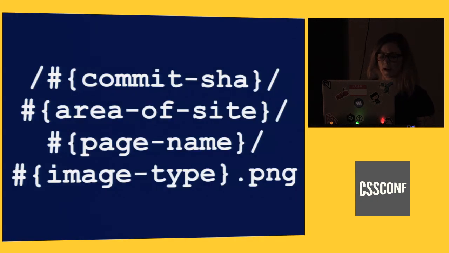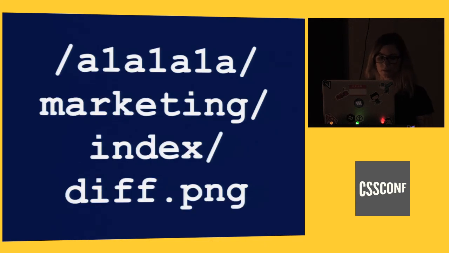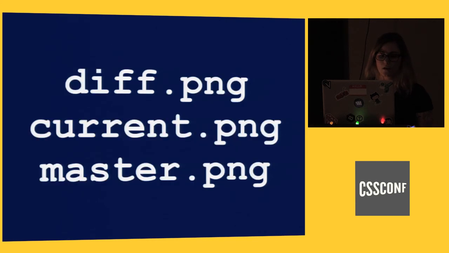We ended up using a naming pattern of commit-sha, area of site, page name, and image type. So for an example, we could have a commit-sha of A1A1A1A, very realistic, I know, where we're on our marketing part of our site on the index page, and we're uploading the diff for that page. The image types could be the current screenshot we took, the master screenshot we downloaded from S3, or the diff we made of the two screenshots.